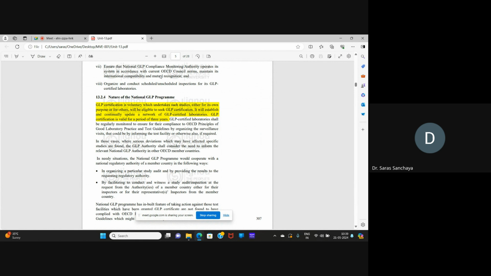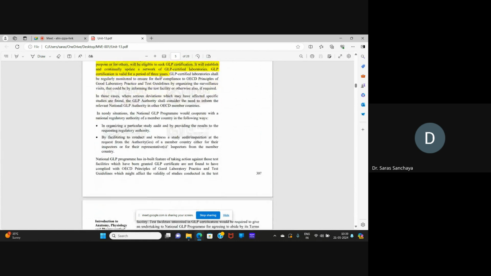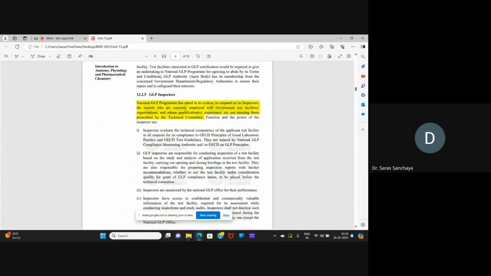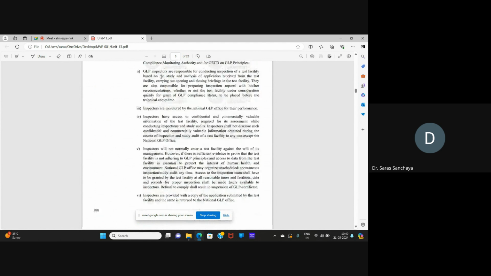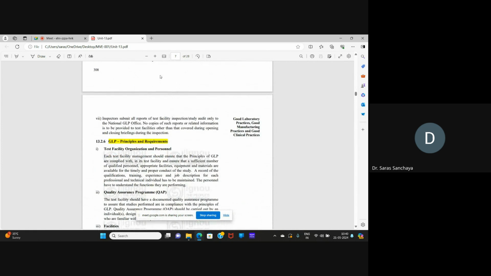The good laboratory practices certification is voluntary. Any facility which undertakes such studies, either for its own purpose or for others, will be eligible to seek GLP certification. It will establish and continually update a network of GLP certified laboratories. GLP certification is valid for a period of 3 years. Then GLP inspectors. The national GLP program has opted in its system to impanel as its inspectors the experts who are currently employed with government test facilities and organizations, and whose qualifications, experience, etc., meet those prescribed by the technical committee. The inspectors have various functions under GLP, similar to the functions of GLP.